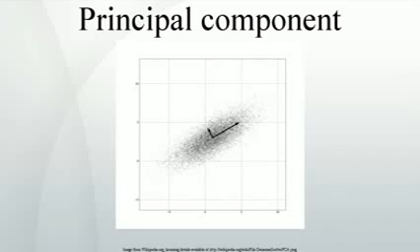Principal component analysis. Principal component analysis is a statistical procedure that uses orthogonal transformation to convert a set of observations of possibly correlated variables into a set of values of linearly uncorrelated variables called principal components. The number of principal components is less than or equal to the number of original variables. This transformation is defined in such a way that the first principal component has the largest possible variance, and each succeeding component in turn has the highest variance possible under the constraint that it is orthogonal to the preceding components.